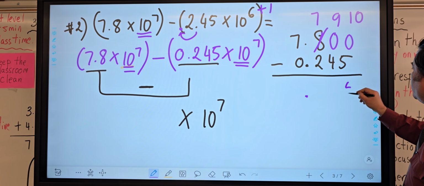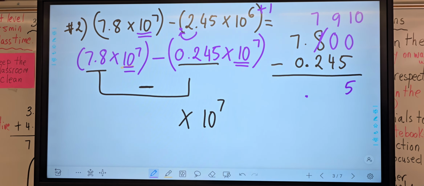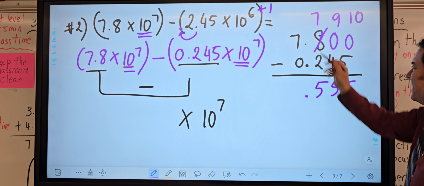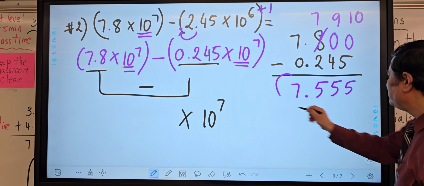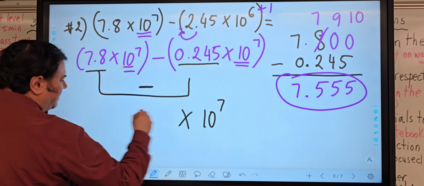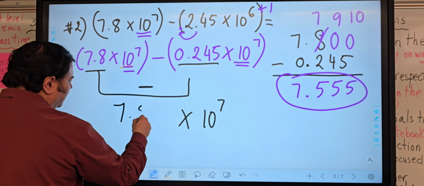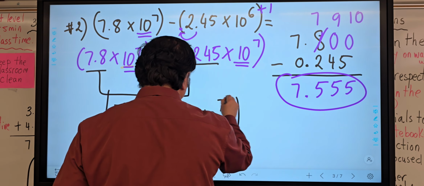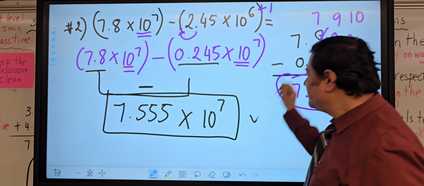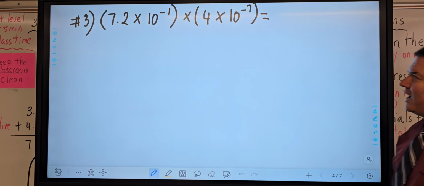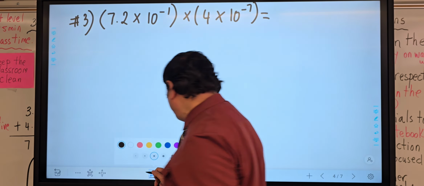10 minus 5 is 5, 9 minus 4 is 5, 7 minus 2 is also 5, and 7 minus 0 is 7. So our final answer is 7.555 times 10 to the power of 7. And we are done. Let's take a look now at an example where we have multiplication.